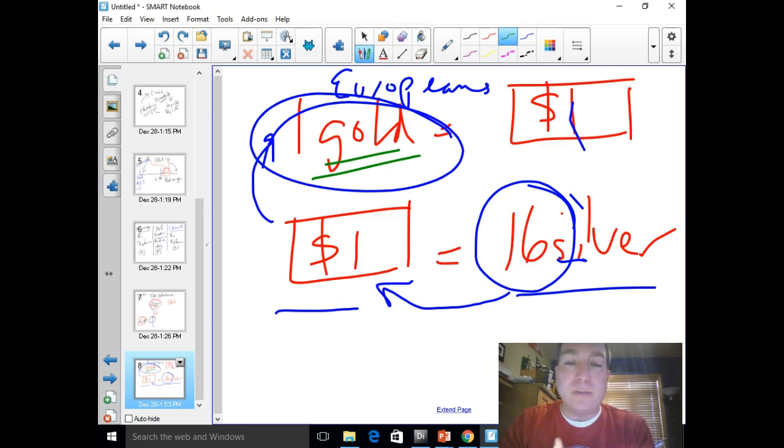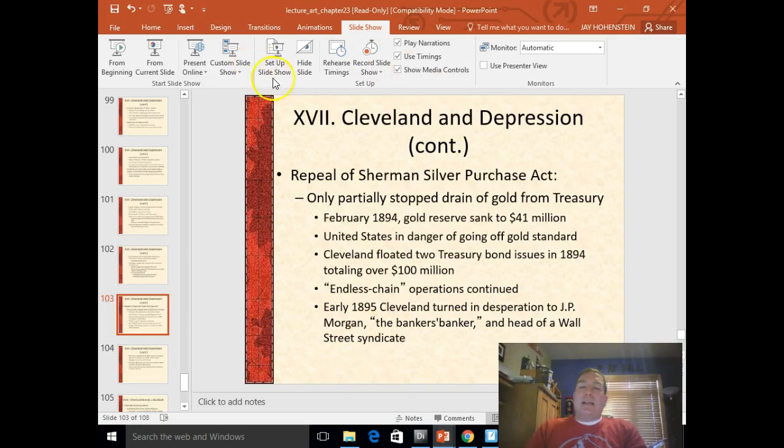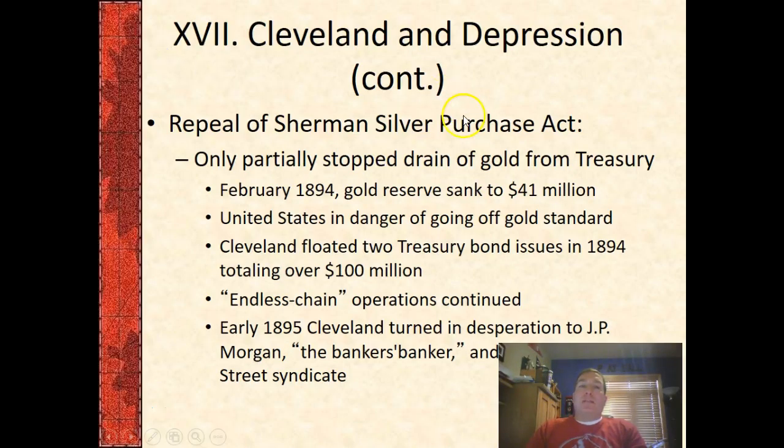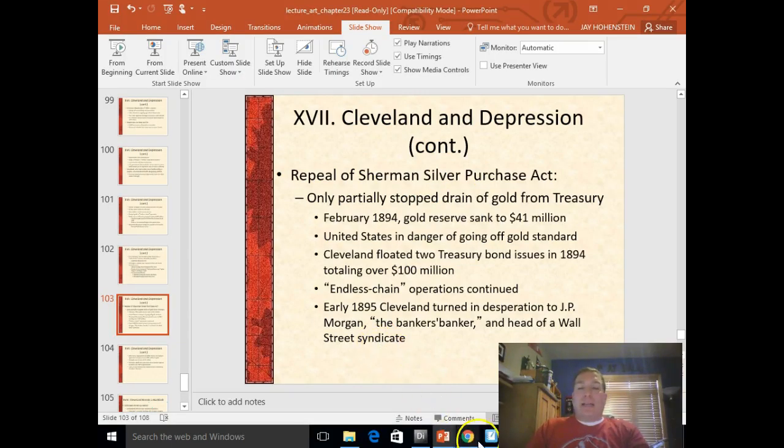So because we had this stupid idea with the Sherman Silver Purchase Act, he has now accumulated tons of gold that he's just sitting on. Number two, when he gives a loan to the United States government, he is lending America back its gold, but he's charging them interest. And so while he's doing something that's patriotic, he's also making gobs of cash.